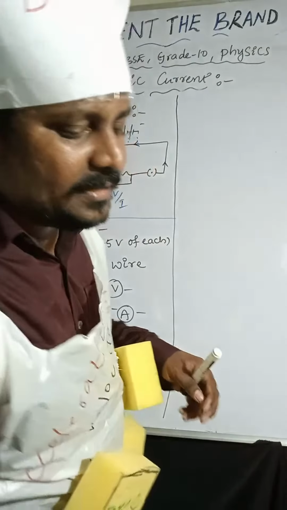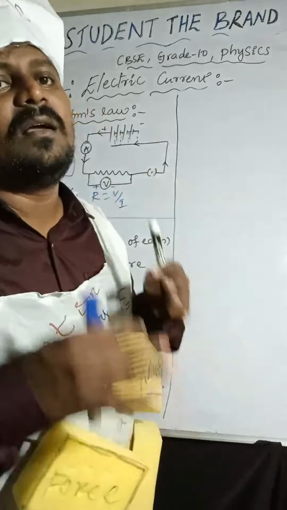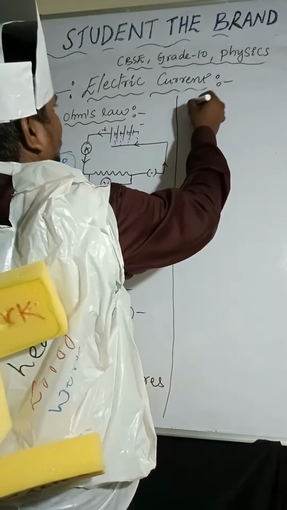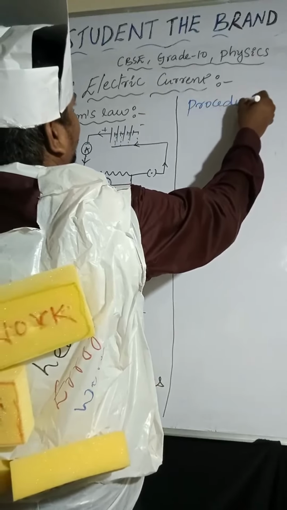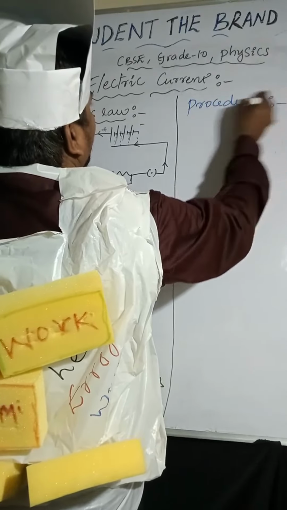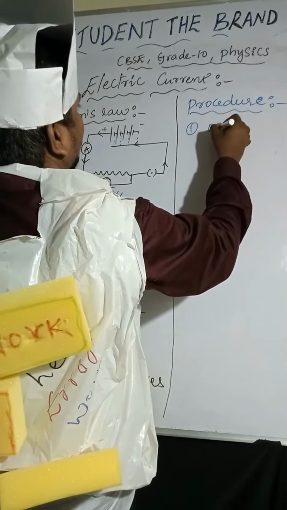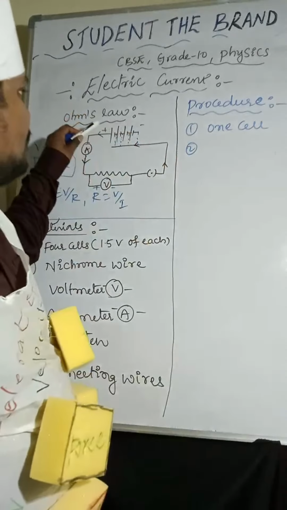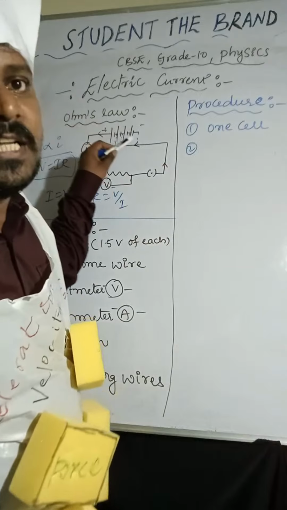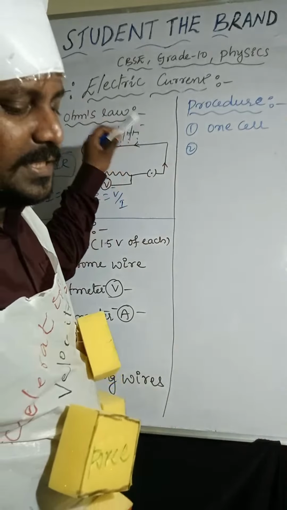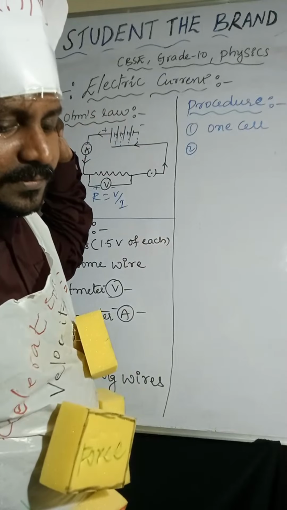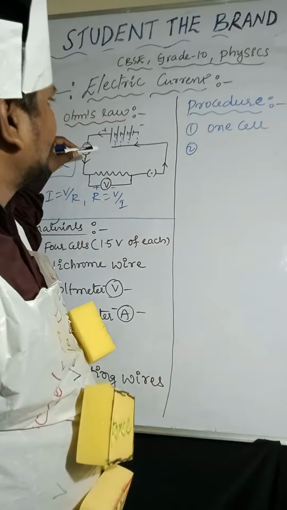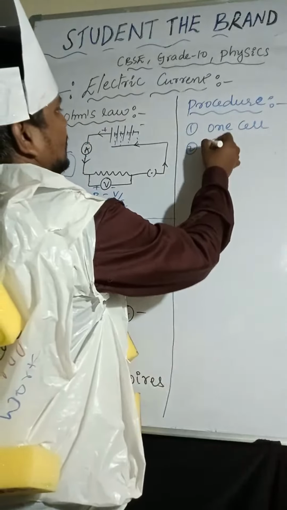So what is the procedure to do the activity, the experiment? First, you have to connect one cell and note down the readings of the ammeter and voltmeter. Here you can observe 4 cells are there, 1.5 volts each.